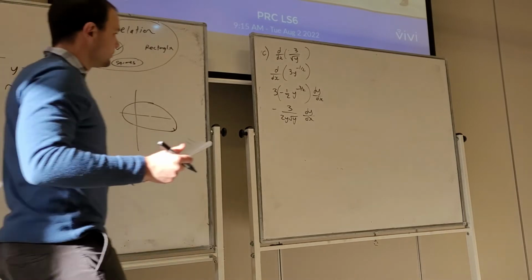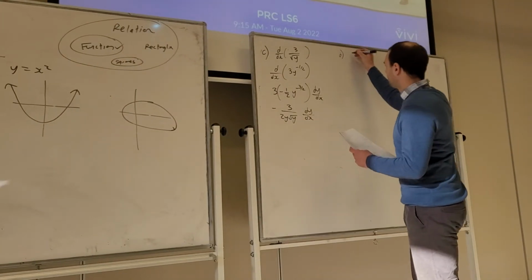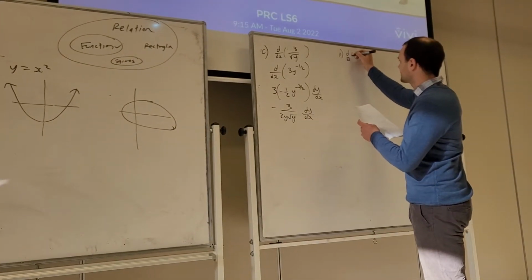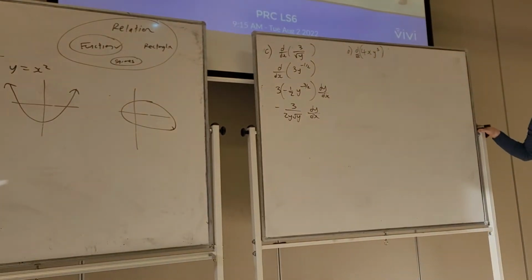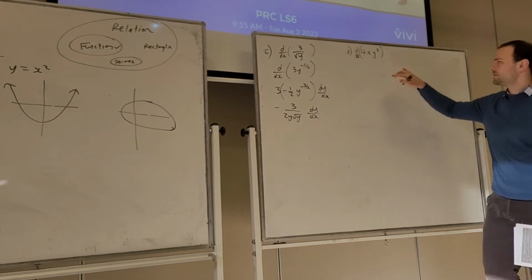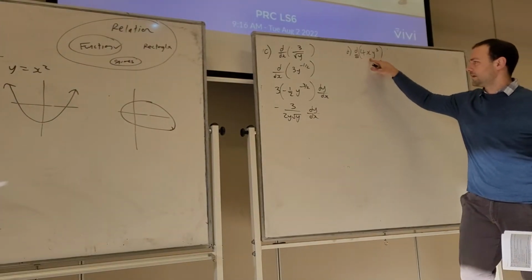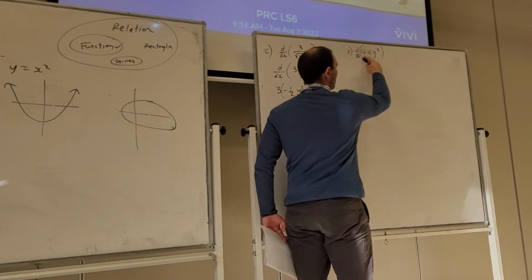Okay, on to d. We have d on dx of 4x y to the power of 3. Right, so here we're multiplying two things. So just like when we're differentiating a function, we have to consider what rule is going to be involved here. This is going to be the product rule, right?